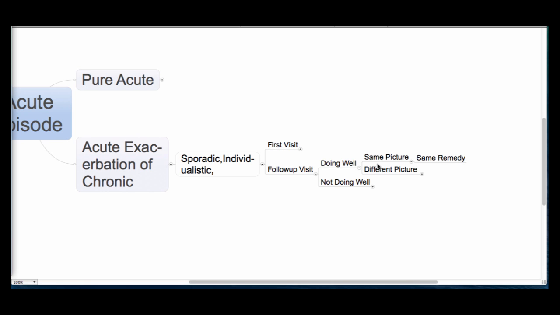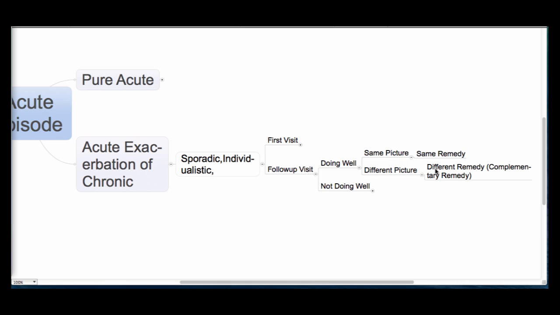If that patient is expressing quite a different picture in the acute, and it is not a part of the remedy that he has been doing well on, then this is the time I would definitely look for a different remedy. Most of the time this different remedy could be a complementary remedy. So if you open your repertories and you look at the back, there are remedies which follow well, or the remedies which complement the chronic of a remedy or an acute of a remedy. This is what we're looking at.